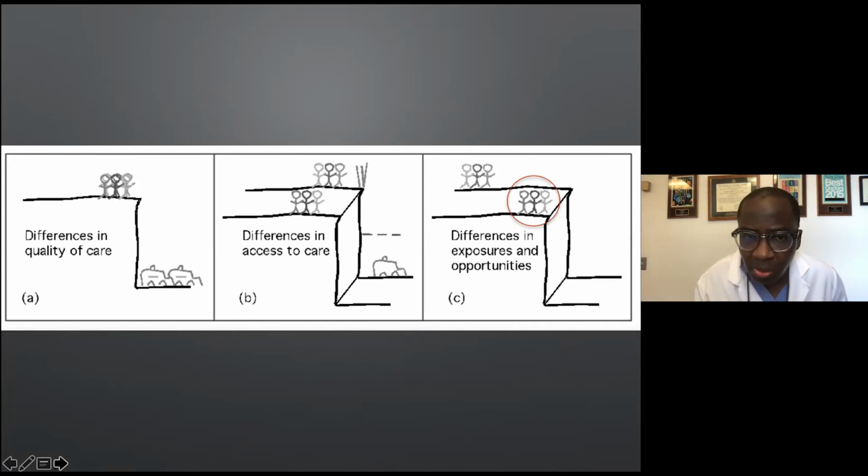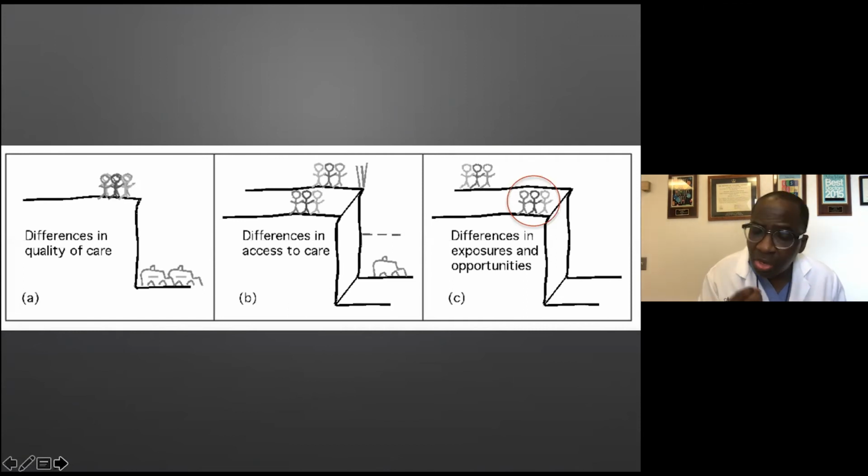Some people also have different access to care. Some people don't have ambulances at the bottom of the cliff to pick them up and whisk them off to the hospital. They have no safety nets, no clinics, no access to clinics because they're uninsured for that secondary prevention, or for that matter, that primary prevention. And so differences in access to care play a very significant role.